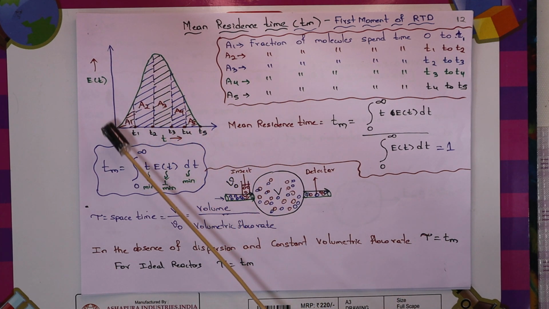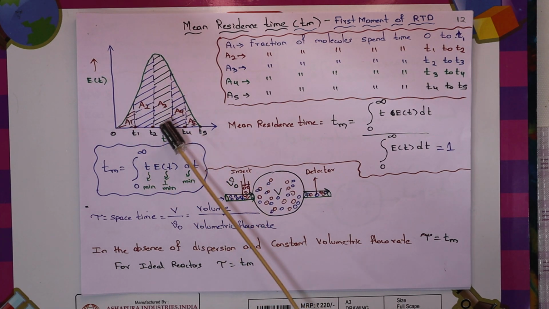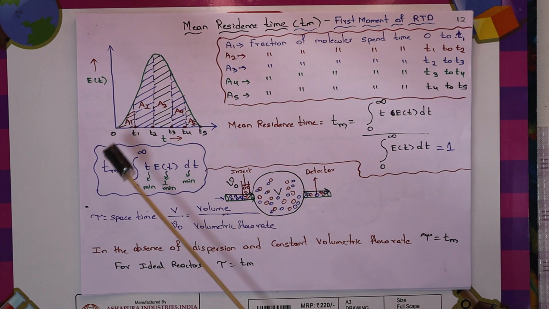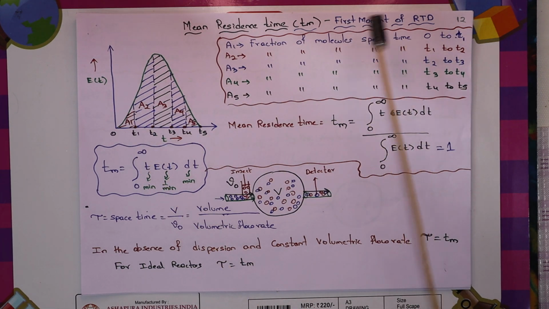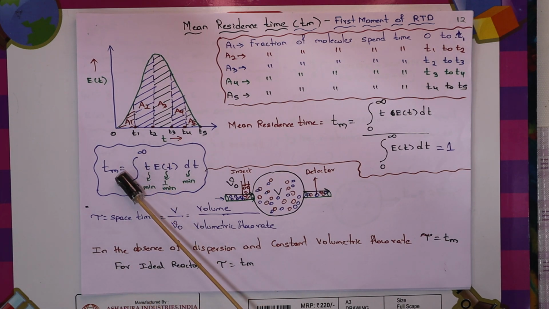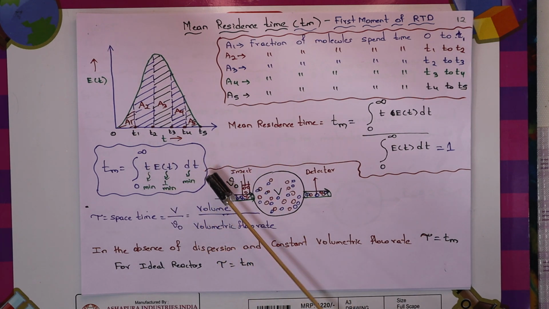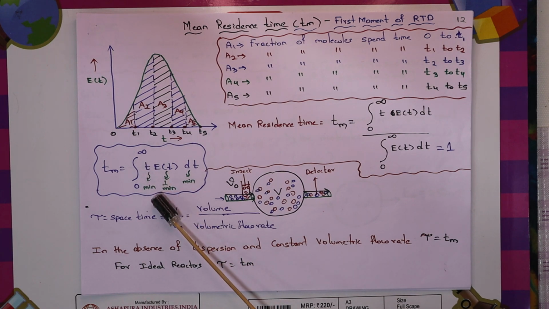So there must be some average time the tracer molecules spend in the reactor. The average time spent by all the molecules in the reactor is called the mean residence time, which is also called the first moment of RTD. How do we find the mean residence time? It is a very simple formula. Based on averaging methods, the mean residence time is equal to the integral from 0 to infinity of t times E of t dt. You can check the units: time has the unit of minute, E of t has the unit of 1 by minute, and dt has the unit of minute.